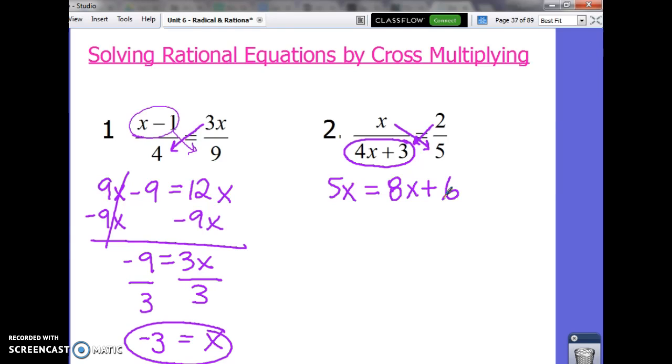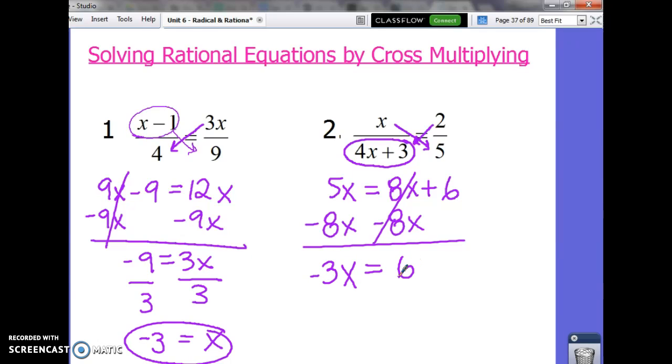Okay? And then again, you've got a linear equation. You just need to get all of your x's to the same side and then get x by itself. Doesn't matter which side you move them to. Just get them together. In this case, I'll move the bigger one. I'll move the 8x over. And to move it over, I'll make it negative. Those cancel. 5x minus 8x is negative 3x. That's equal to 6.